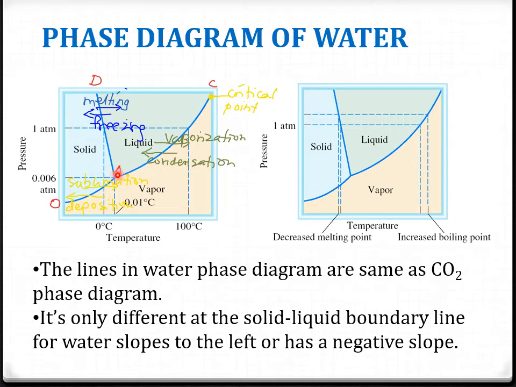The point A is a triple point. The triple point of water system is below 1 atm, which is at 0.01 degrees Celsius and 0.006 atm. It is the only condition under which all three phases can be in equilibrium with one another.